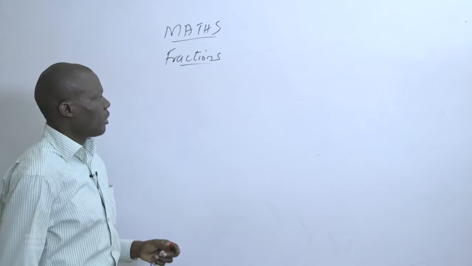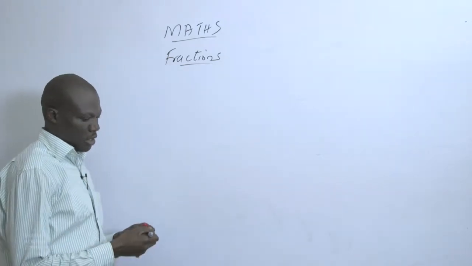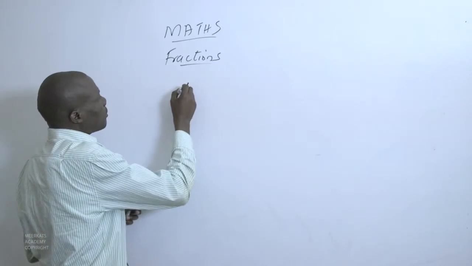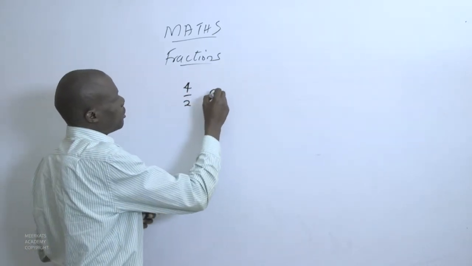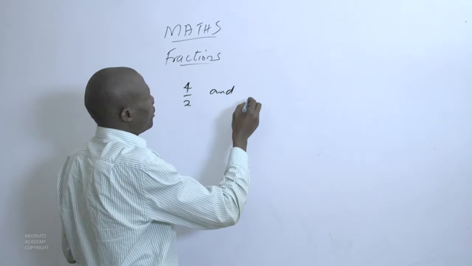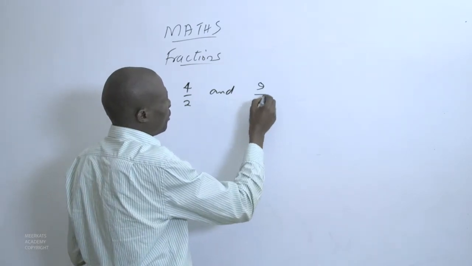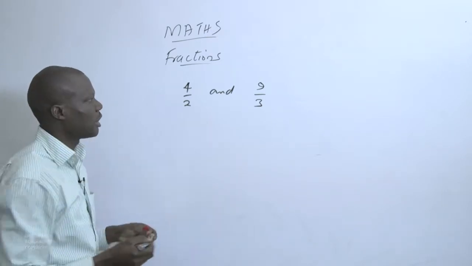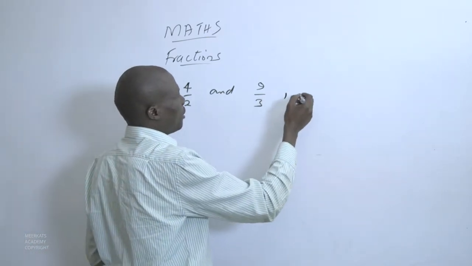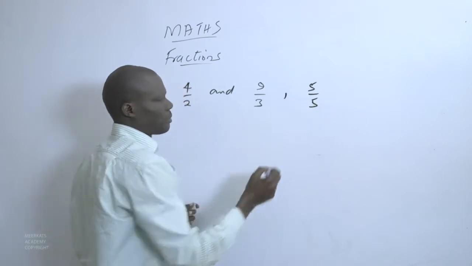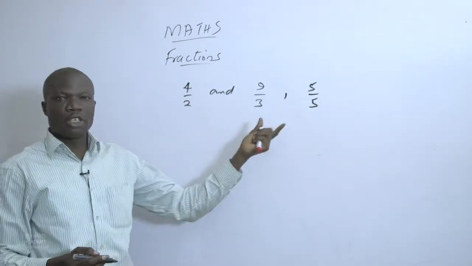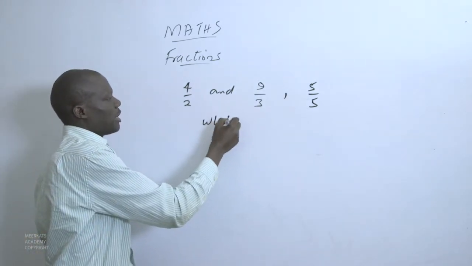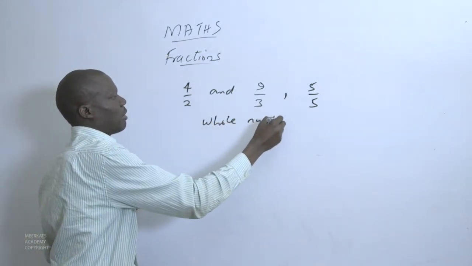Fractions can also be written as whole numbers when you simplify them. I want to take, for example, 4/2 and 9/3. These are fractions. You can have even another one, 5/5. These are fractions, but when simplified, you'll find that what you get is a whole number.